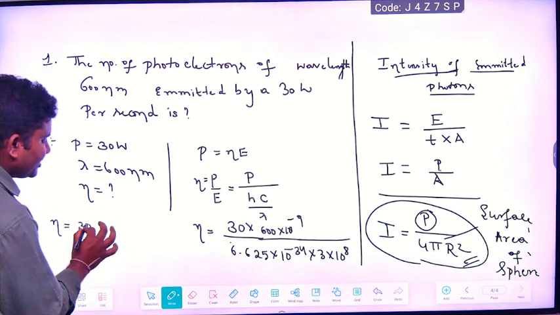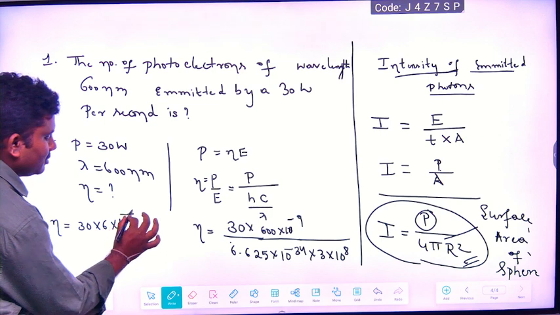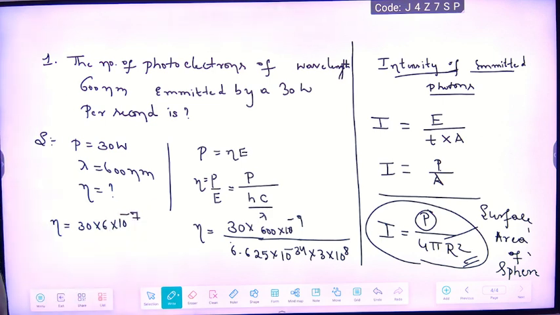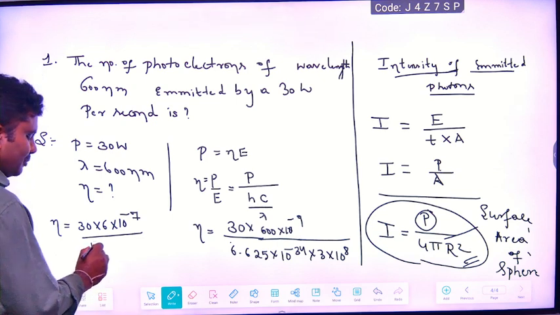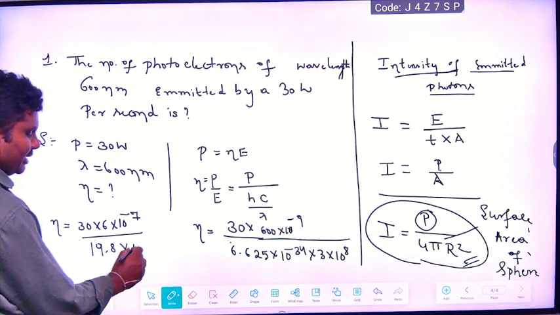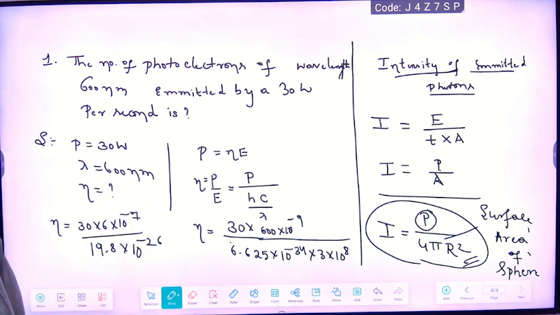You take it as 30 into 6 into 10 to the power of minus 7. Correct? No. 600 you make it 6 into 10 to the power of minus 7, divided by 6.625 into 3, which is how much? 19.8 into 10 to the power of minus 26. This minus 26, if it goes up, it will become plus 26.